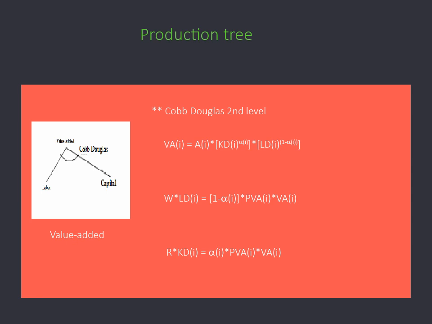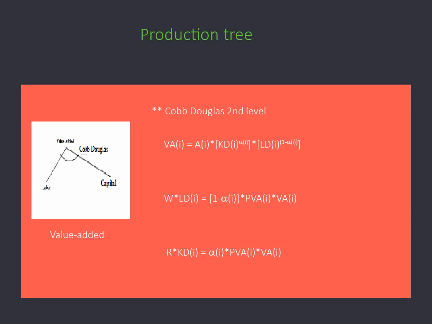So we have W multiplied by LD in sector I, which is in fact the value cost of labor, which is equal to 1 minus alpha multiplied by the value added in value, which is PVA multiplied by VA, and another relation concerning capital, which is R multiplied by KD, is equal to alpha in sector I multiplied by the value added in value, which is PVA multiplied by VA.